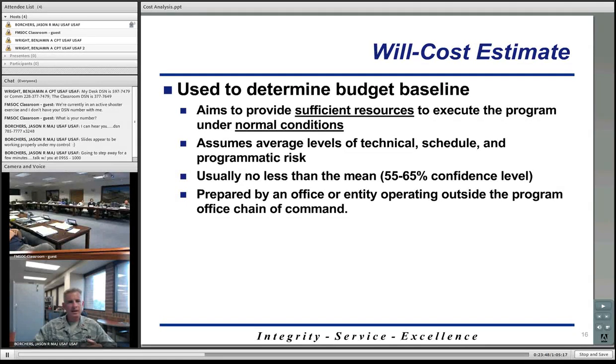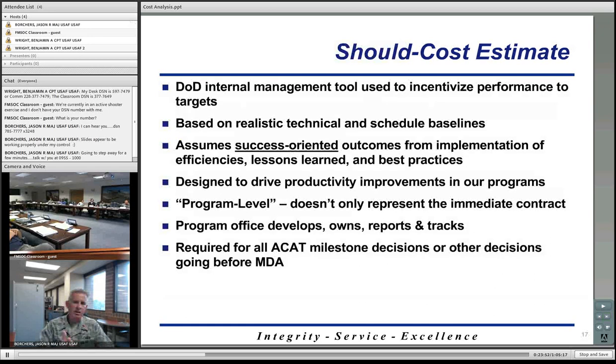The second piece is the should cost, and I think we covered the majority of these things here on this slide. It is designed to drive productivity improvements in our programs. So what can we do better to save costs? Do more without more. And that's reflected in the should cost estimate.